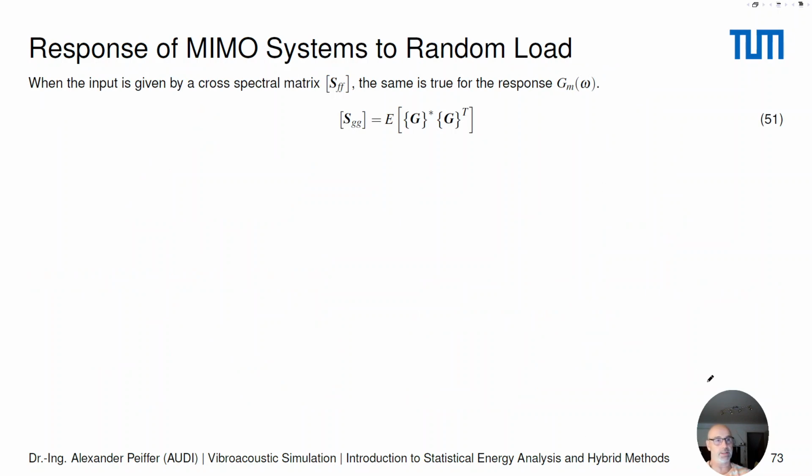So when we know the excitation and the random character of the excitation, how can we get the cross-spectral matrix of the response? Because the response must also be a random output. If the input is random, the same must be true for the output.